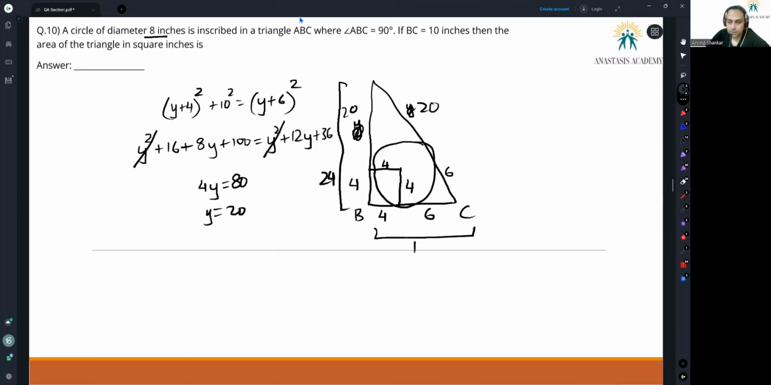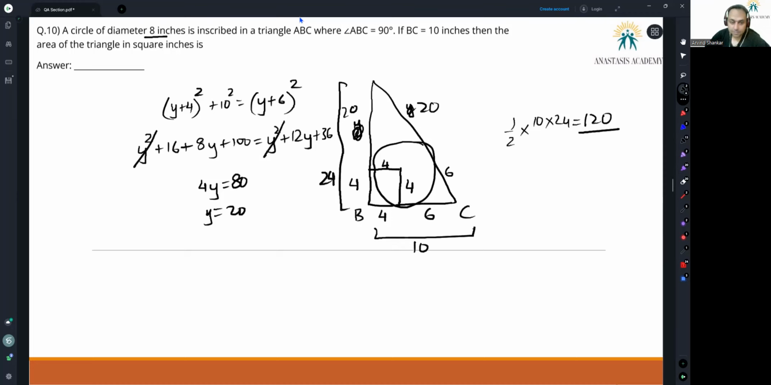The base was already told to us as 10. And now we are asked the area of the triangle. So half into 10 into 24 is equal to 120. That is the technical way of doing this, of course.